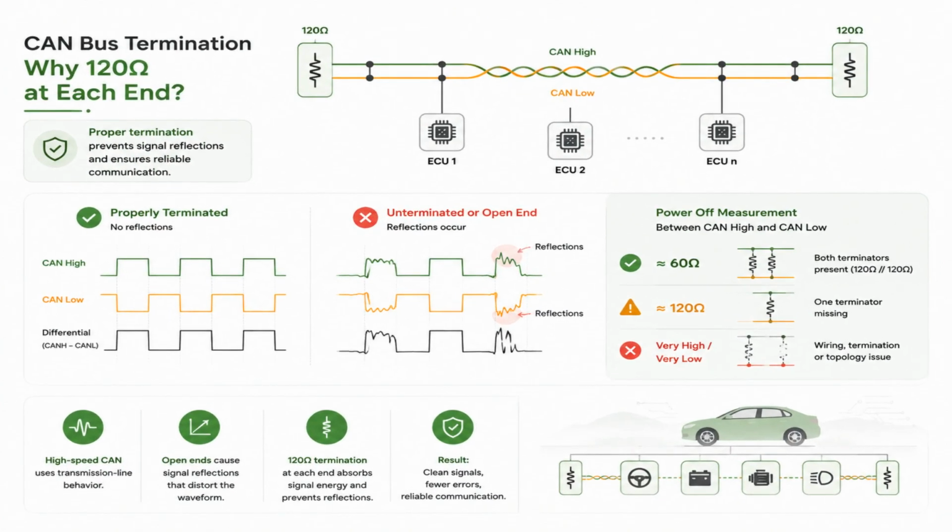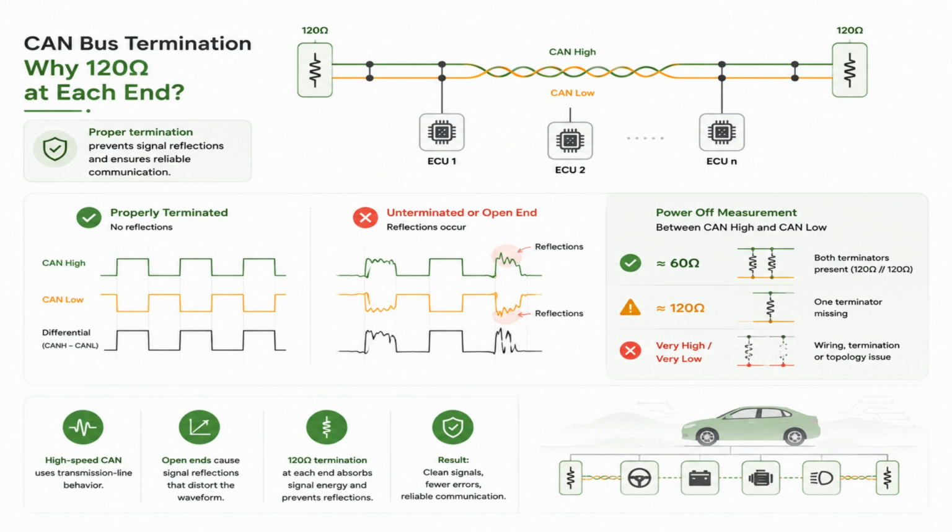The termination resistors are equally important. High-speed CAN uses a transmission line structure. If the bus ends are left electrically open, signal energy can reflect back along the cable. Those reflections can distort the waveform and create communication errors. To reduce reflections, a typical high-speed CAN network places 120 ohm termination at each physical end.